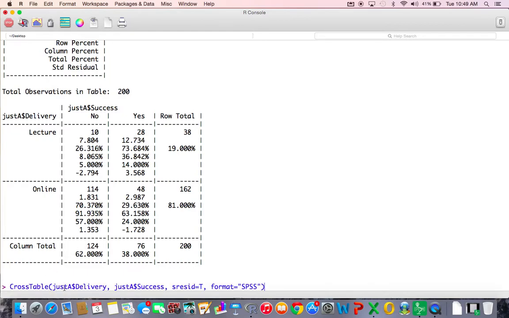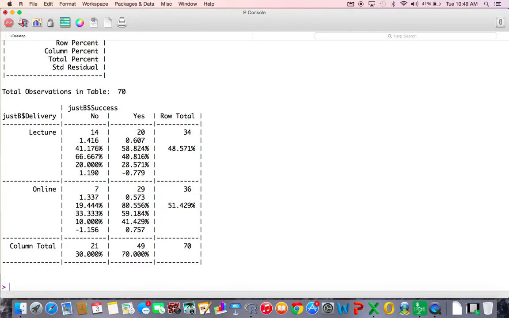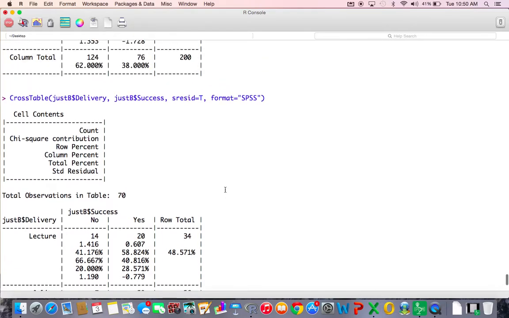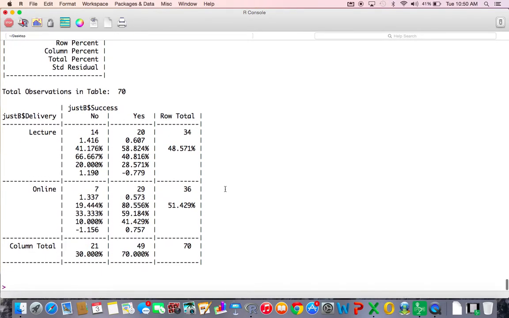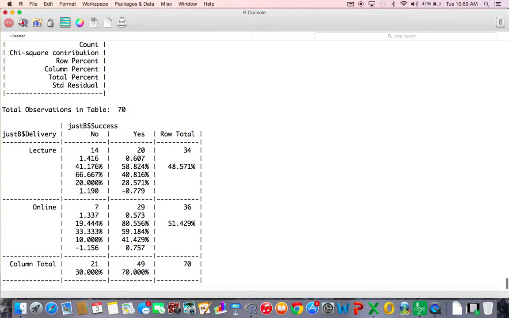All right, so let's go back and let's do just B. See what happens with Professor B. And when we look at Professor B's, okay, I didn't expect this. Okay, I see what's going on now. If you look at the standardized residuals for Professor B only, none of the values are higher or lower in terms of standard errors than we would have expected them to be.